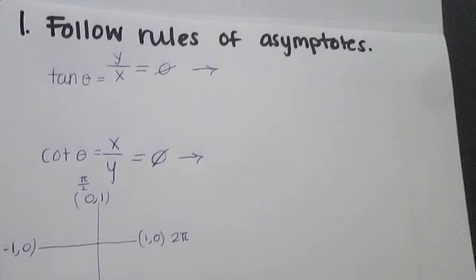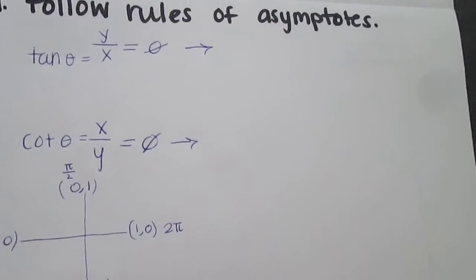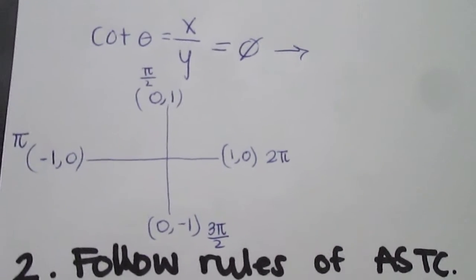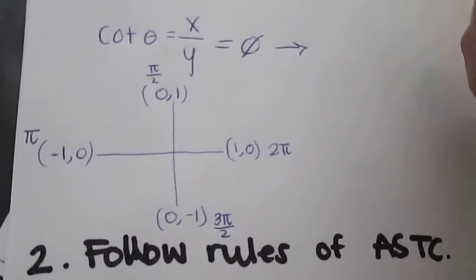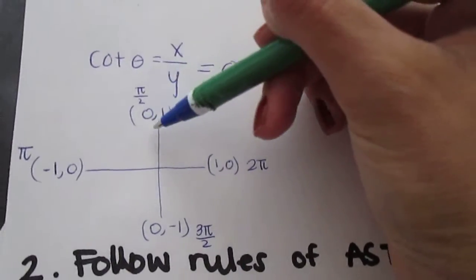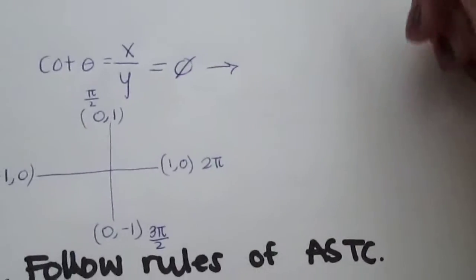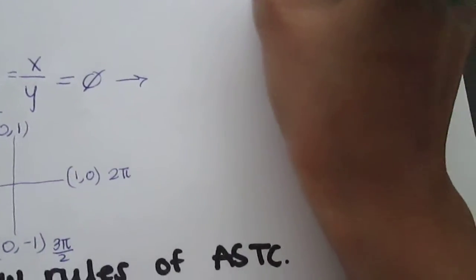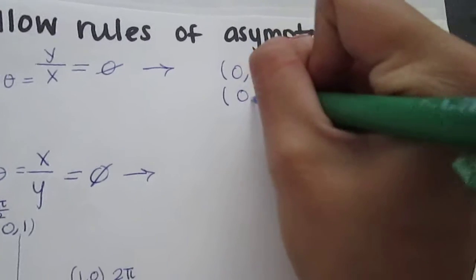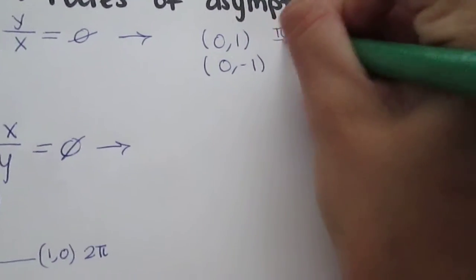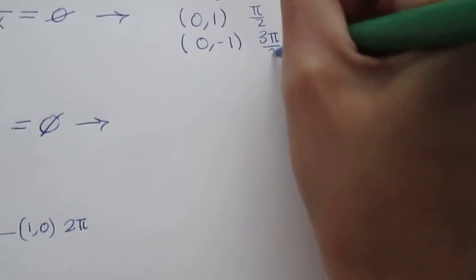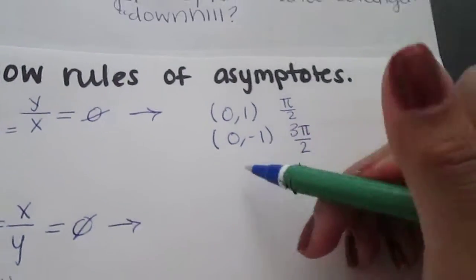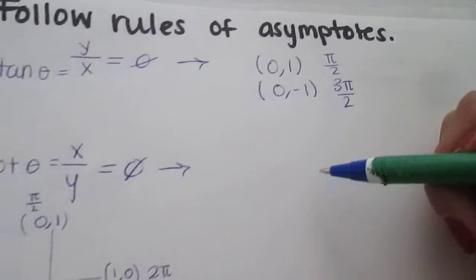First of all, we know that the ratio for tangent is y over x. So wherever y over x is undefined, we're going to have an asymptote. And that occurs whenever x is 0. So that's going to occur at pi over 2 and 3 pi over 2. So the ordered pairs are (0, 1) and (0, -1), at pi over 2 and 3 pi over 2, because when we have y over x, we have a 0 in the denominator, and that's undefined.